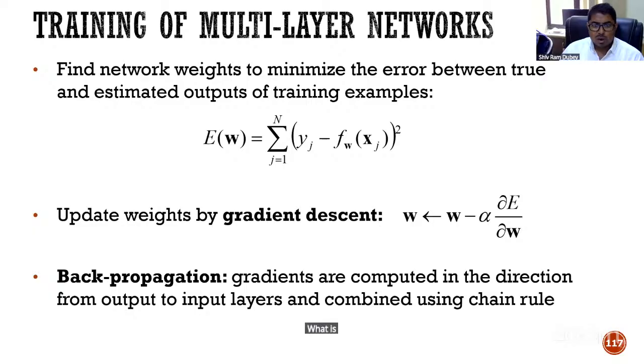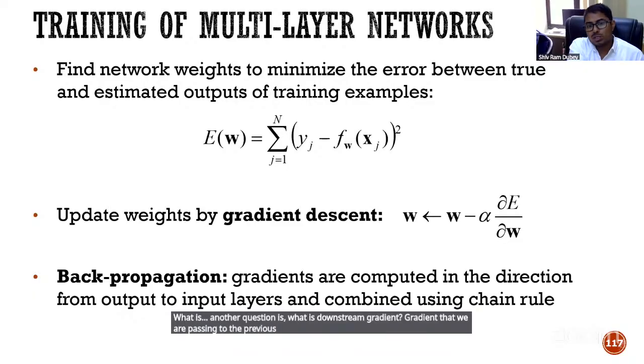Another question is, what is downstream gradient? The gradient that we are passing to the previous layer is the downstream gradient. The gradient that we are receiving from the next layer is the upstream gradient. So that is the difference between upstream gradient and downstream gradient.